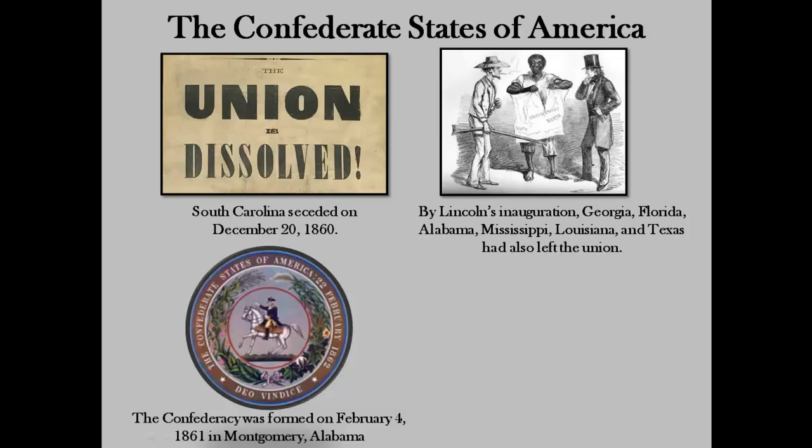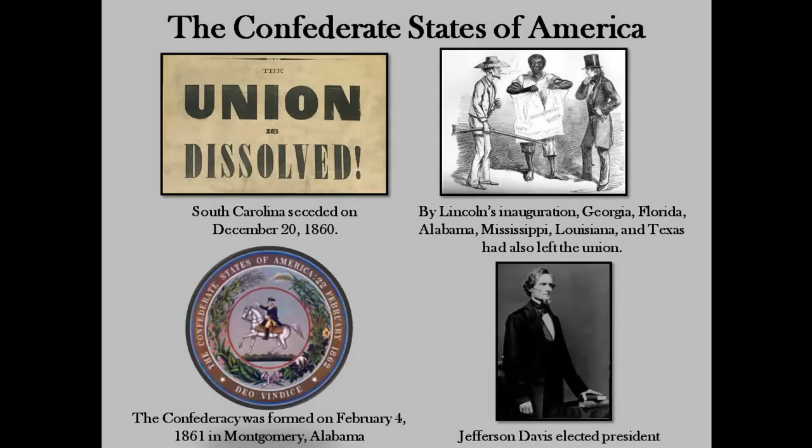And on February 4th, 1861, the South formed its own government, the Confederate States of America, with its capital at Montgomery, Alabama. Jefferson Davis, a plantation owner from Mississippi who served as a member of the House of Representatives, was an officer in the Mexican War, a U.S. Senator, and Secretary of War, was selected as the first and only president of the Confederacy.